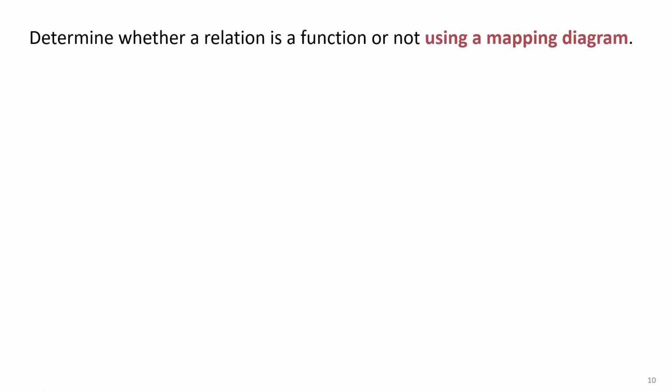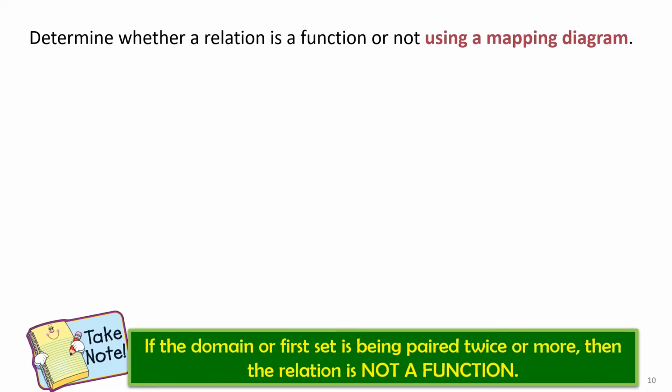This time, we are going to determine whether a relation is a function or not using a mapping diagram. So another reminder, if the domain or the first set is being paired twice or more, then the relation is not a function. Meaning to say, if ang x values natin is paired daw twice or more kay y values, then hindi ito function. Let us see some examples.